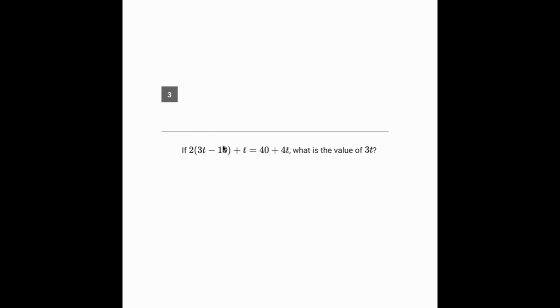Now going over to question 3, we're just working on solving this equation, but we also don't want to solve for t because then we may forget and put t in as the answer. Instead, let's do our best to just get directly to 3t. So let's start by distributing here. 6t minus 20 plus t equals 40 plus 4t. Combining like terms, 6t and t is the same as 7t.